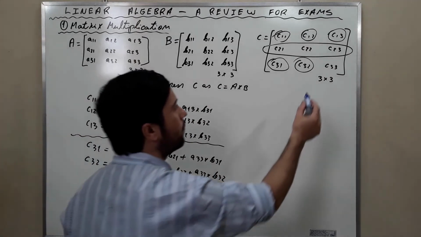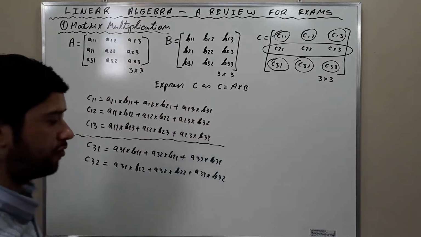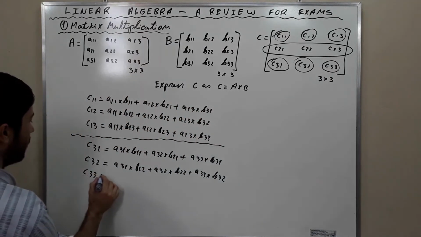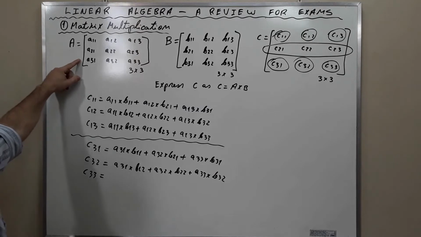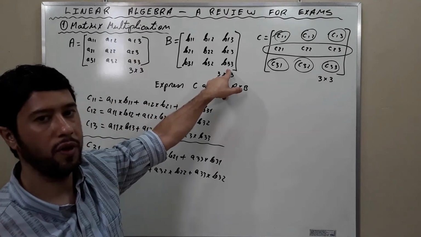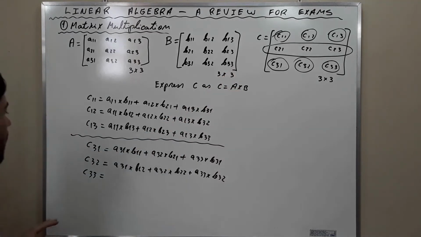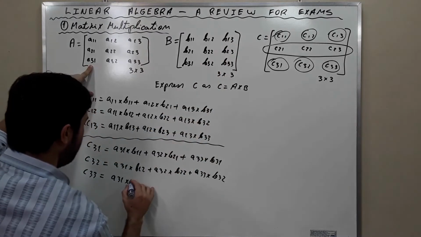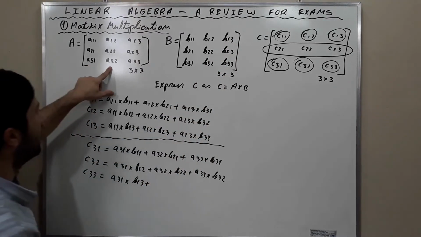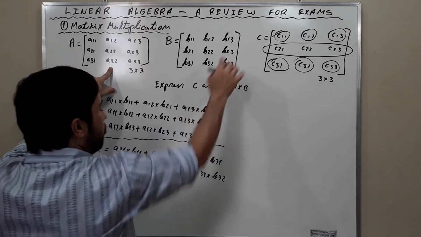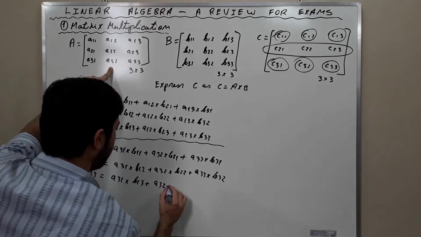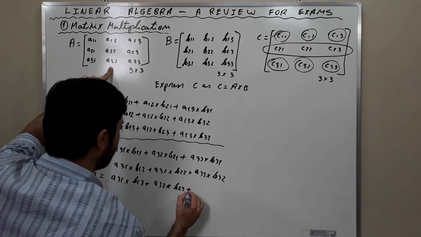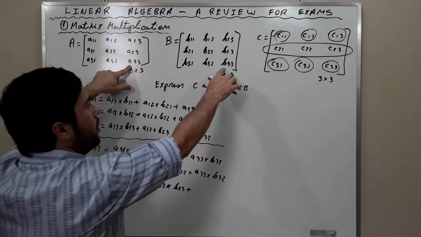And the last, C33, is going to be obtained from the multiplication of the third row of the first matrix and the third column of the second matrix. A31 times B13 plus A32 times B23 plus A33 times B33.